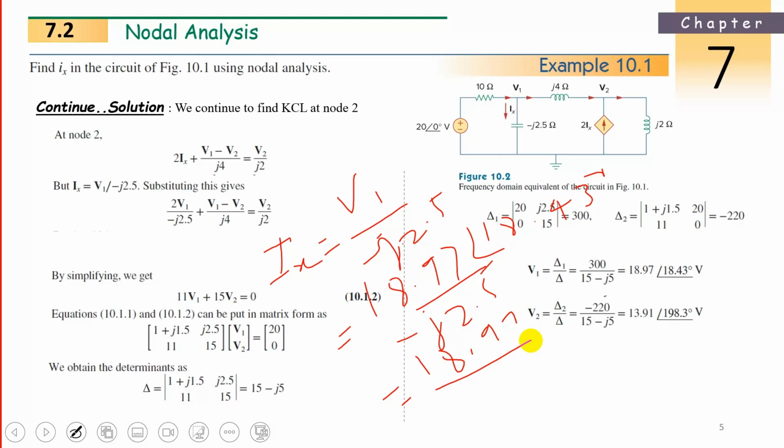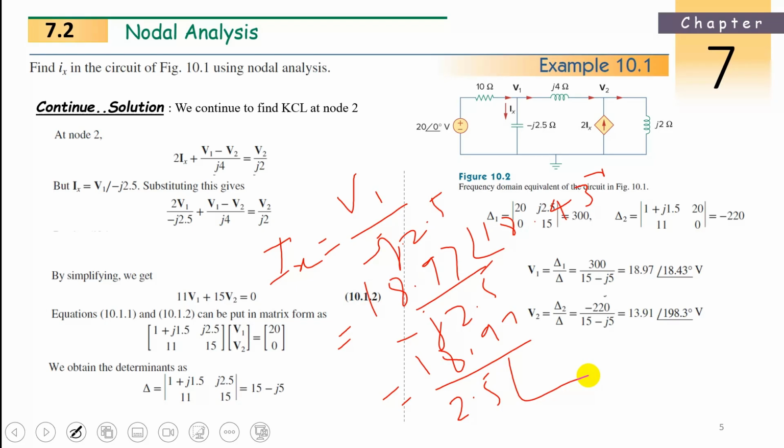Magnitude is the square root of x squared plus y squared. x is 0, so the square root of y squared is y only. That is 2.5, at an angle. What is the angle? Tan inverse of y by x, so tan inverse of y by 0. What is y? Minus 2.5 divided by 0. Tan inverse of that, what is it? 90 degrees, right?